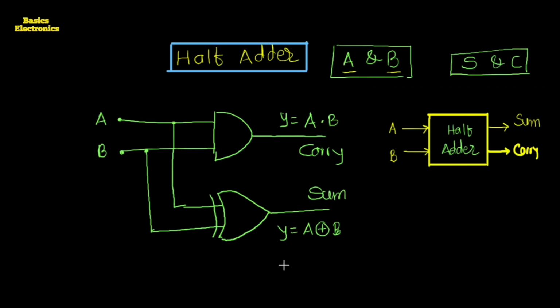Okay, so when we apply these two inputs, A and B, it produces two outputs, as the same inputs are applied to the AND gate as well as to the XOR gate. It produces the output carry and the sum.